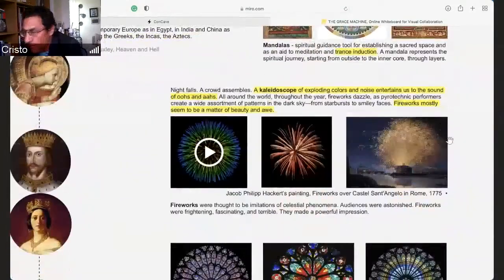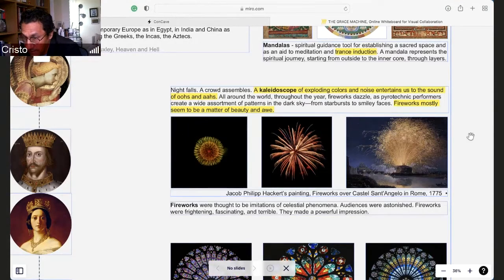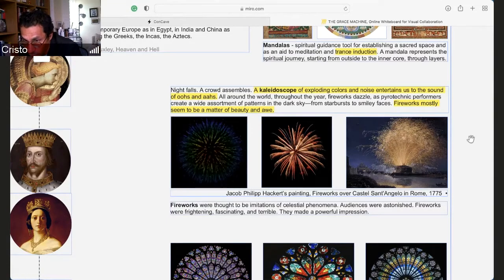So fireworks were thought to be imitations of celestial phenomena, right? The audiences were astonished and they made a powerful impression. The one on the far right is a painting by Jacob Philipp Hackert, which depicts the fireworks over the castle of Sant'Angelo in Rome in 1775.